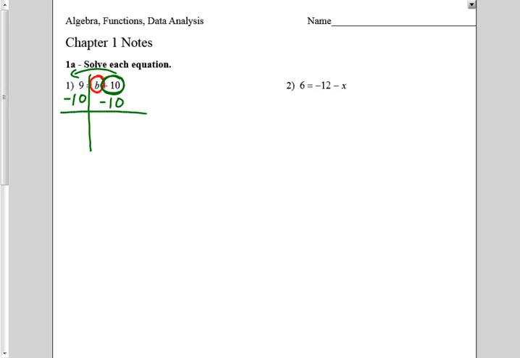I'm left here with my b. And over here, 9 minus 10 is negative 1. Now, the one thing I do want us to get in the habit of, I don't want that to be my answer. I do want you to realize that if negative 1 is equal to b, I can write that as b equals negative 1.